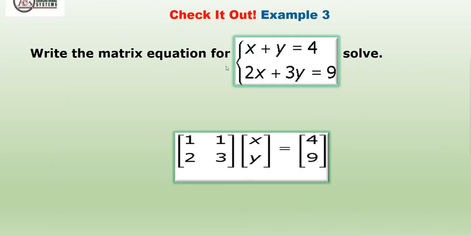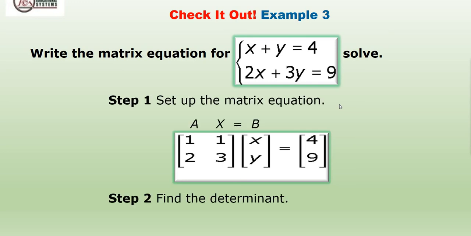In this example, write the matrix equation: 1, 1, 2, 3 multiplied by the variable matrix x and y. The result equals the constant matrix 4 and 9. From the beginning, find the determinant. The determinant is 1 by 3 minus 1 by 2, which equals 1. That's the determinant of matrix A.